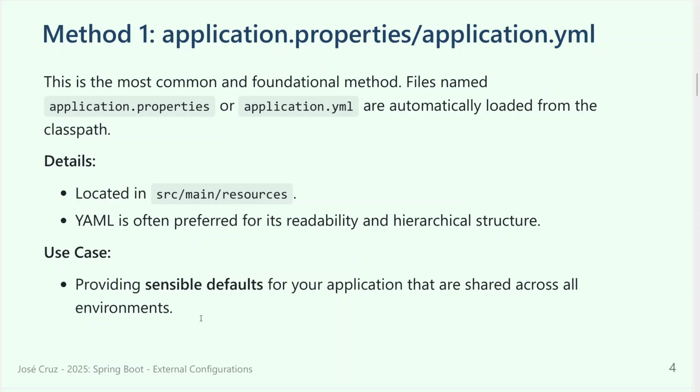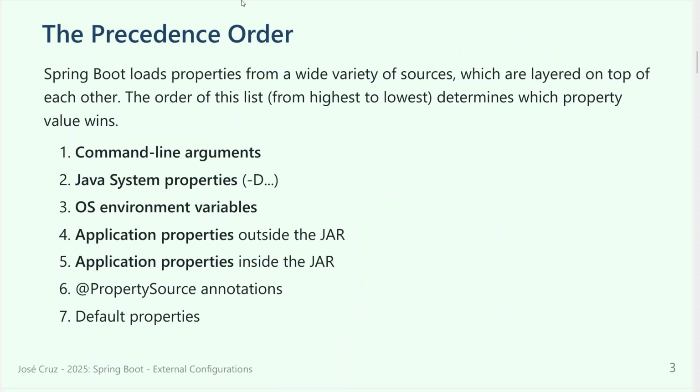So let's see the 6 methods that I talked about on the first slide. This is the most common and foundational method, which is to use the application properties. It's not about precedence. I'm just showing you the 6 ways for you to provide configurations. If you want to understand the precedence, it is these ones. So now I'm talking about this fourth, which is application properties, and I will say when we should use which of these methods. But the precedence order is on this slide.